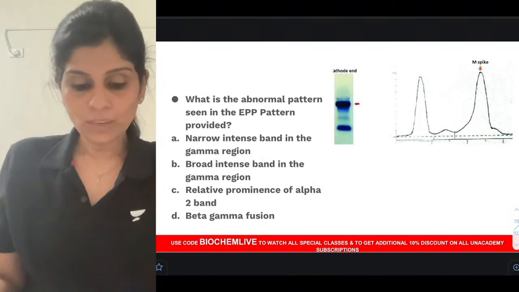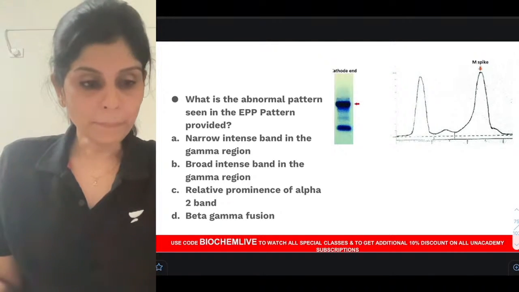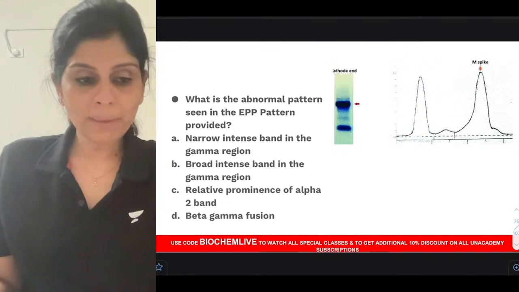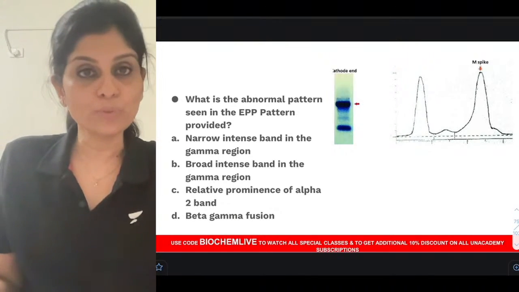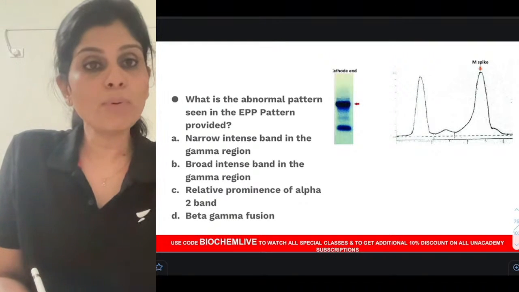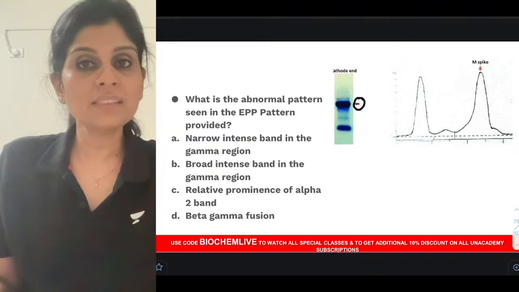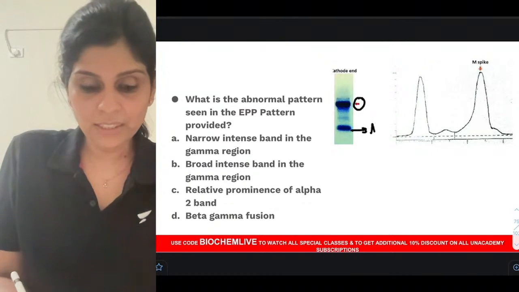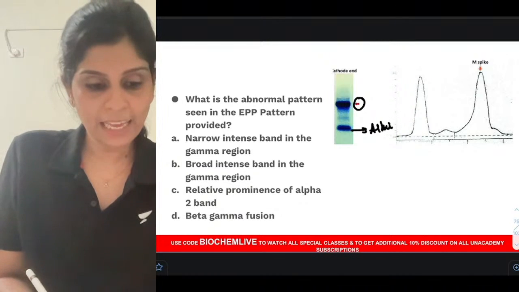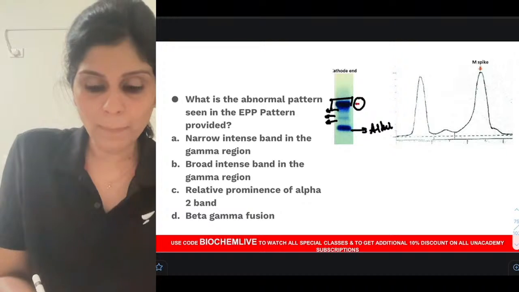Okay. Now, this is the next question which I have seen in a previous NEET PG paper. What is the abnormal pattern seen in the electrophoretic pattern provided? So what is the first aspect that you should see? I told you, you should find out the point of application. Do you see an arrow here? Yeah, that represents the point of application. The farthest band from the point of application is the albumin band, then alpha 1, alpha 2, beta, and there is a gamma band.